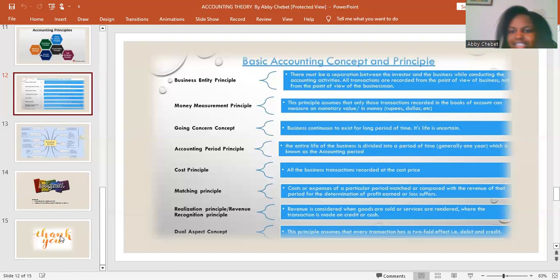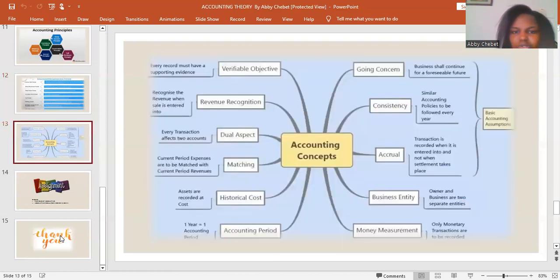Cost principle: all the business transactions are recorded at the cost price. We also have the matching principle, which means the costs or expenses of a particular period are matched or compared with the revenue of that period for the determination of profit or loss suffered, okay? We have the realization principle, which is also known as the revenue recognition principle. Revenue is recognized when goods are sold or services are rendered, whether the transaction is made on credit or cash. We also have the dual aspect concept, which means that every transaction has a twofold effect. For example, the debit and the credit side: when expenses increase, they're supposed to be on the debit side; when they reduce, on the credit side. We have initially looked at all those concepts, and this is just a basic review of what we've just talked about.